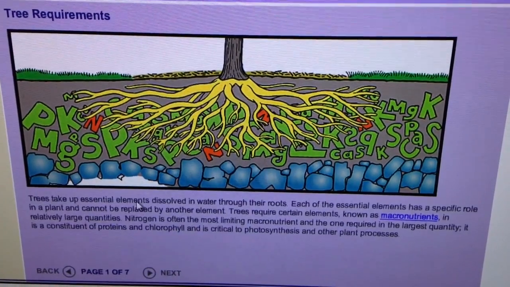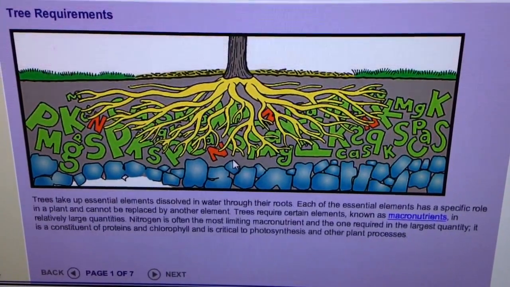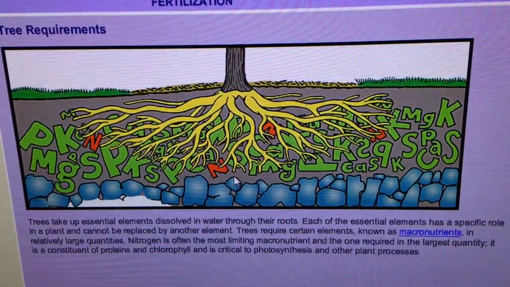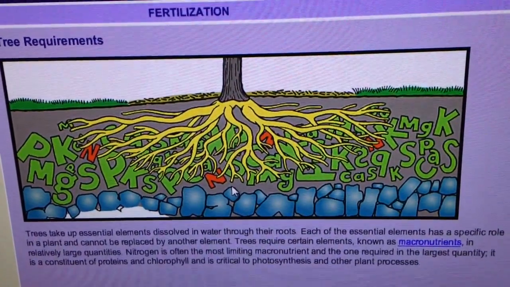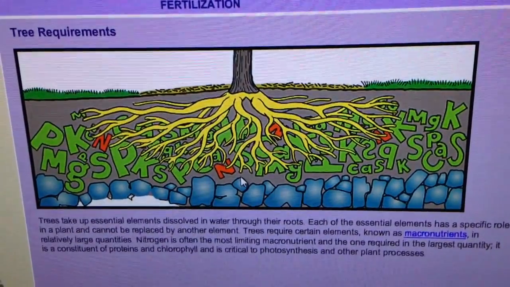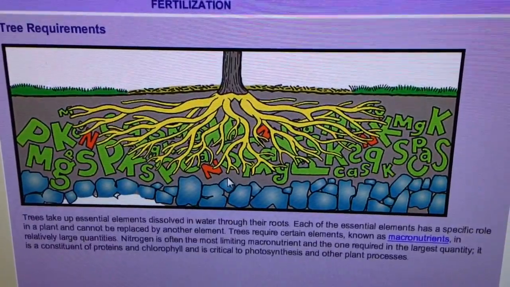Trees take up essential elements dissolved in water through their roots. Each of the essential elements has a specific role in a plant and cannot be replaced by another element. Trees require certain elements known as macronutrients in relatively large quantities.